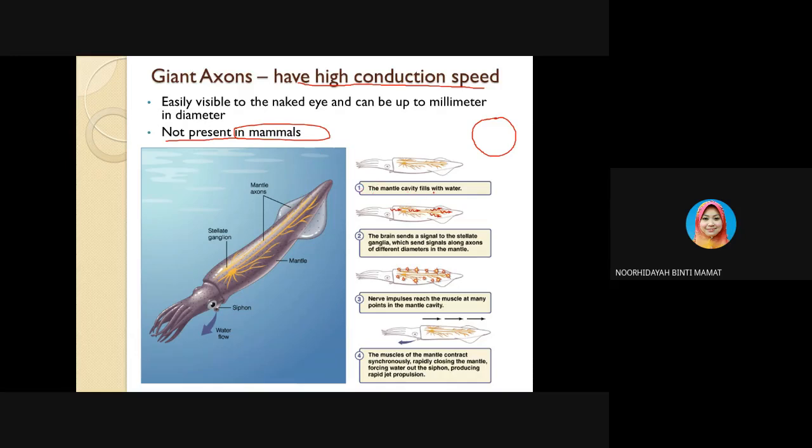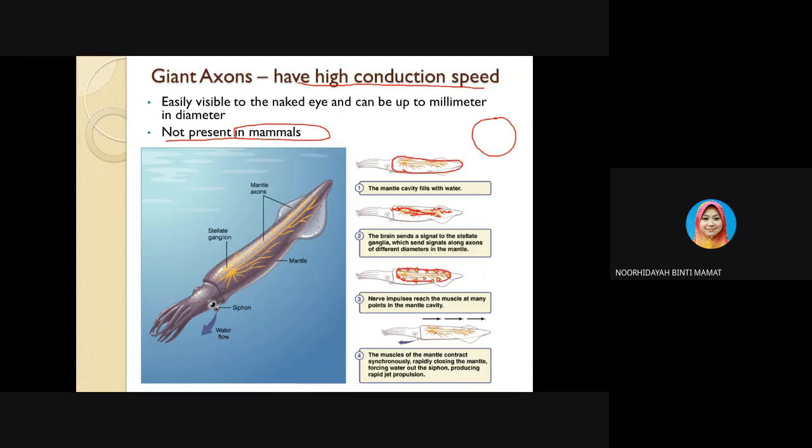The mantle cavity fills with water. Then the brain sends a signal to the stellate ganglia, which send signals along the axons of different diameters in the mantle. The nerve impulse reaches the muscles at many points in the mantle cavity.